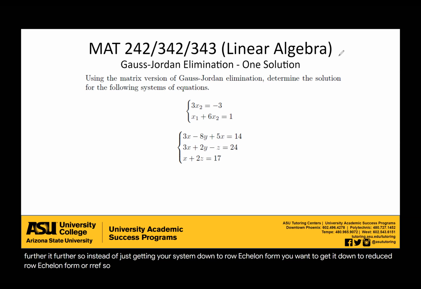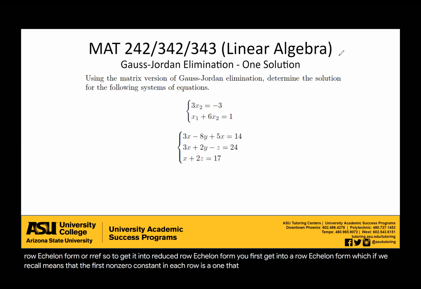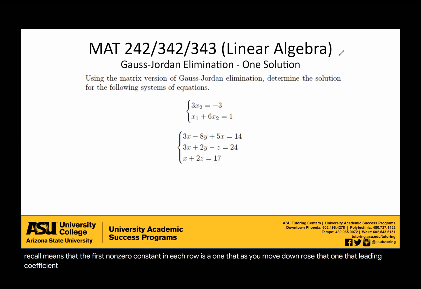So to get it into reduced row echelon form, you first get it into row echelon form, which, if we recall, means that the first non-zero constant in each row is a 1, that as you move down rows, that 1, that leading coefficient, gets further to the right, and that if you have any zero rows, like rows of just all zeros, those are at the bottom of your matrix. So that's what row echelon form is.